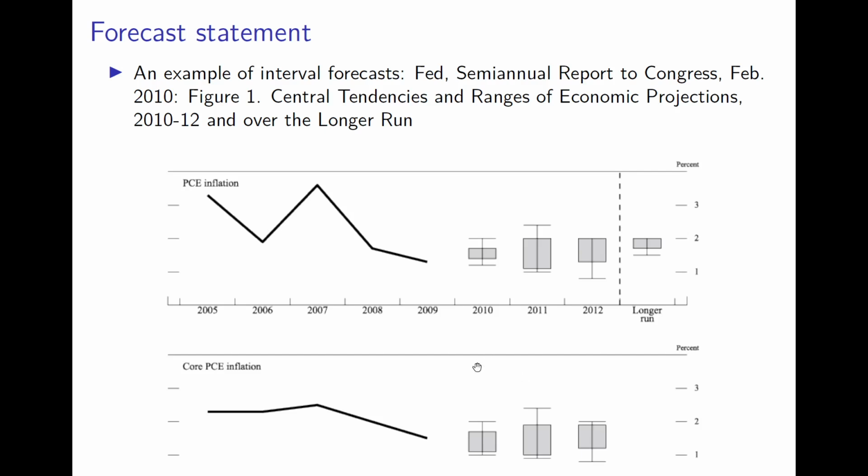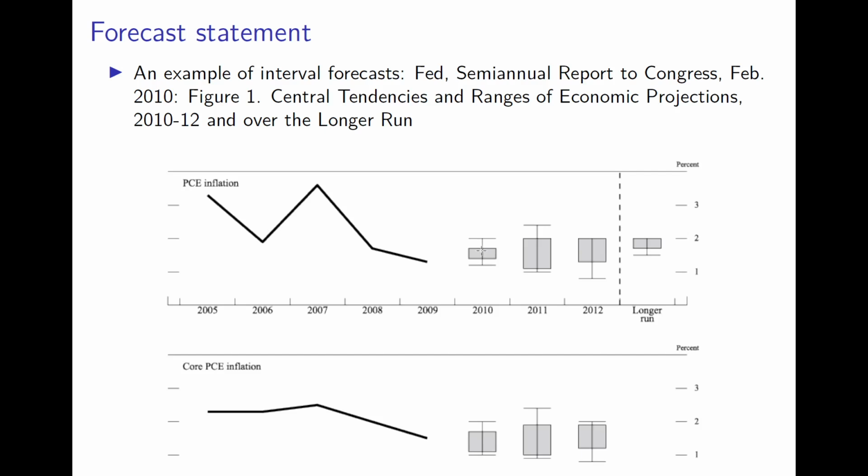Well, how about this? Interval forecasts from the Federal Reserve Semi-Annual Report to Congress, February 2010. Figure 1, Central Tendencies and Ranges of Economic Projections 2010 to 2012 and over the long run. This is kind of fun. I see inflation. Okay. PCE, Personal Consumption Expenditures. What is this? 2010, I've got forecasts, and the forecasts have been boiled into box and whisker plots.